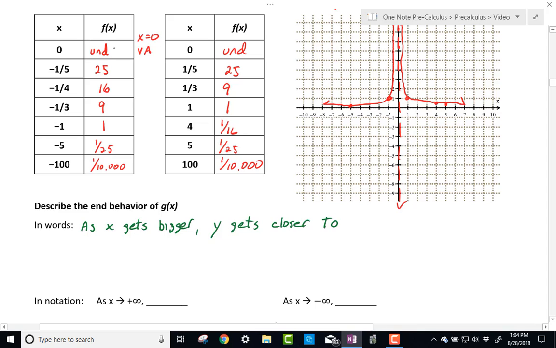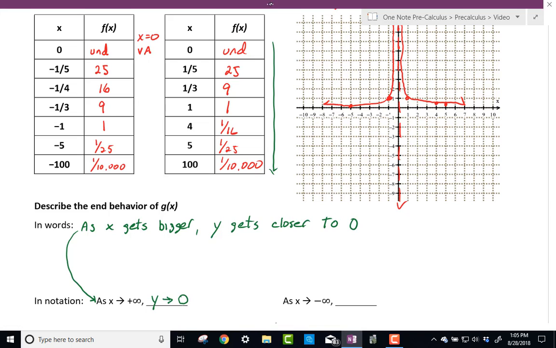Look at the T-table again. The x's, the right-hand T-table, the x's going down the column are getting bigger and bigger, and the y's going down the right-hand side are getting closer and closer to 0. As I go down the T-table, they get closer and closer to 0. All right? So in notation, I would say, again, as x, and I'm going to bring this down purposefully, this is how the notation goes. As x moves toward or goes to positive infinity, y goes to or gets closer to 0. So that little arrow basically means it's going in that direction.